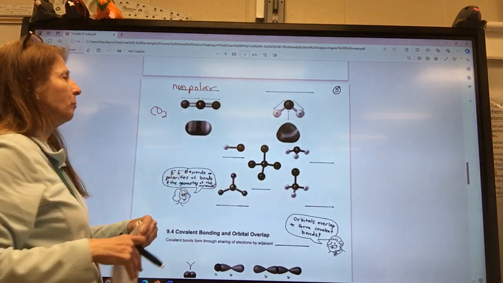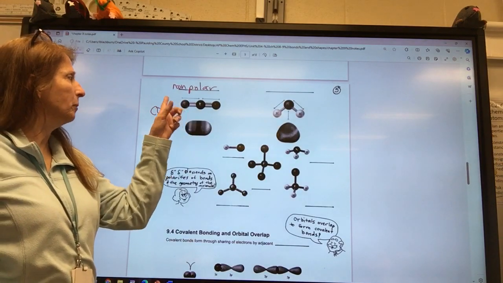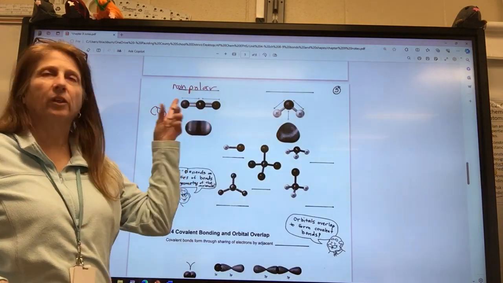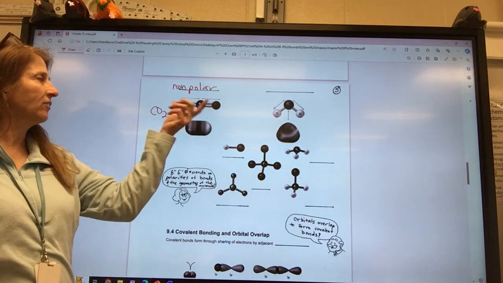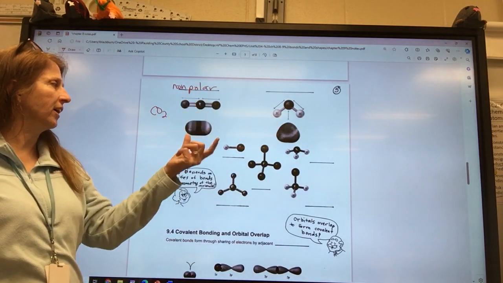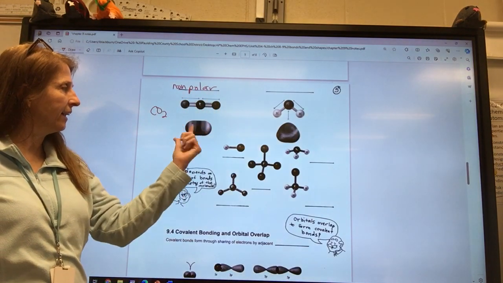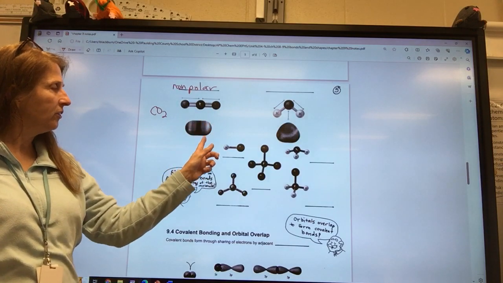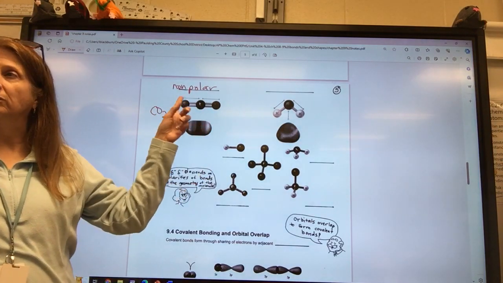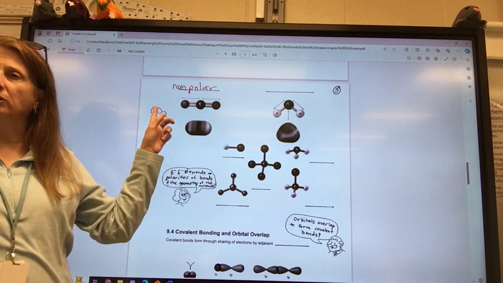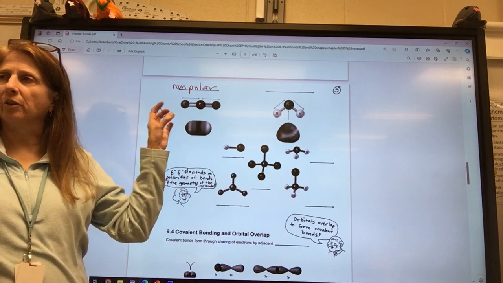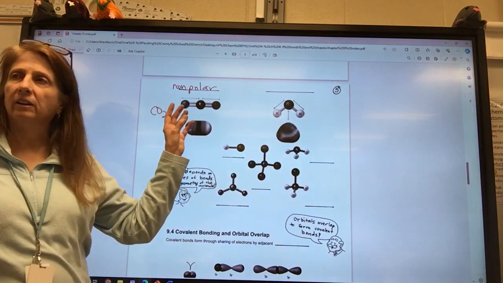The bonds are polar. The bonds spend more time with the oxygen than they do with the carbon, but they cancel each other out. They're pulling each other exactly evenly. And if you look at it, this is the two of them pulling. Do you see how everything's symmetrical? So if it's symmetrical, no place where the charge is concentrated, non-polar.